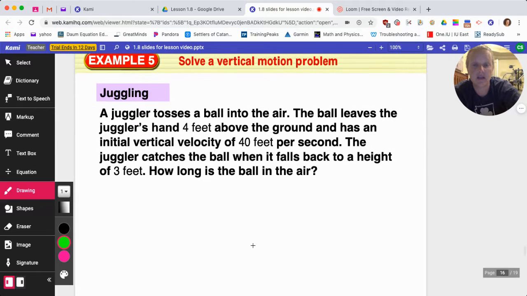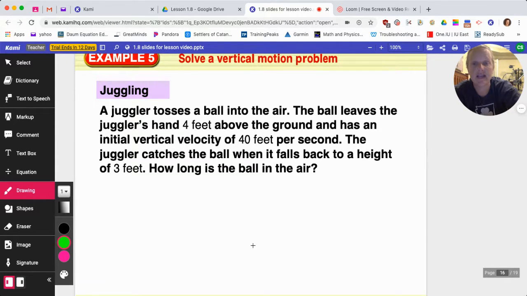So here we're juggling. A juggler tosses a ball into the air. The ball leaves the juggler's hand 4 feet above the ground and has an initial vertical velocity of 40 feet per second. The juggler catches the ball when it falls back to a height of 3 feet. How long is the ball in the air?